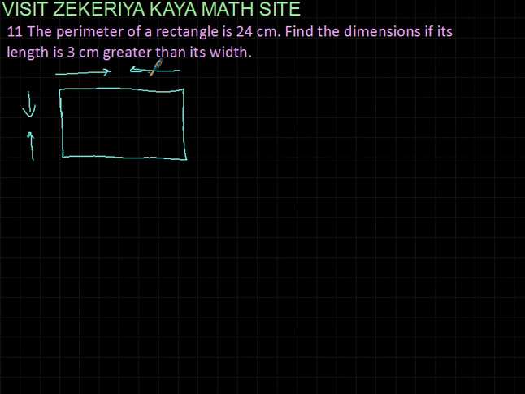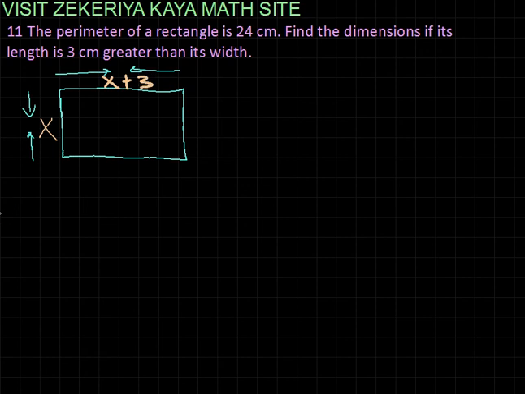So what is the relation between width and length? Length is 3 centimeter greater than its width. So the length is connected to the width. If I name the width as x, the length should be 3 centimeter greater. How can I name this part? How can I name x plus 3?